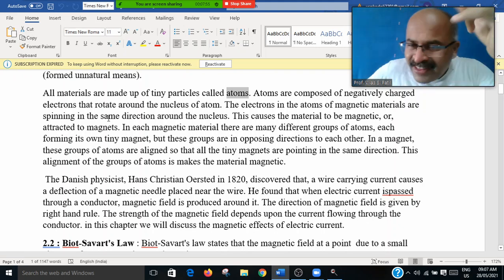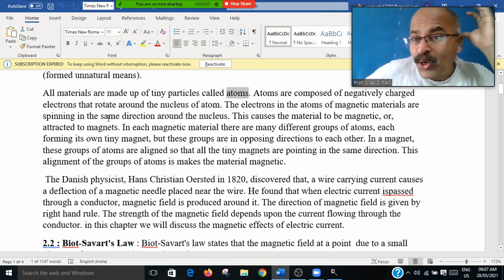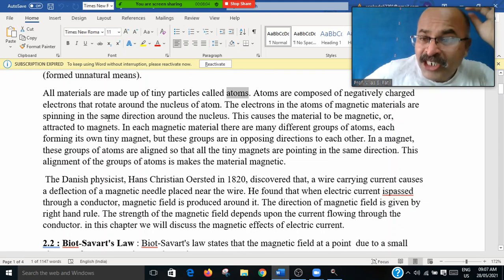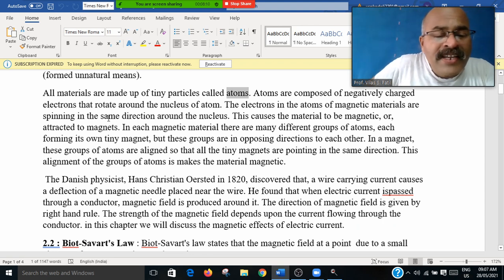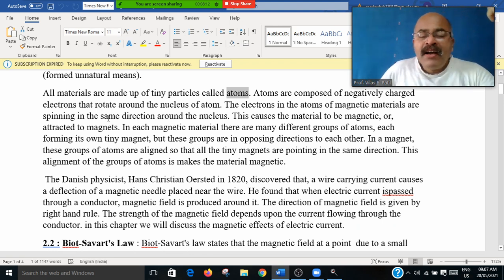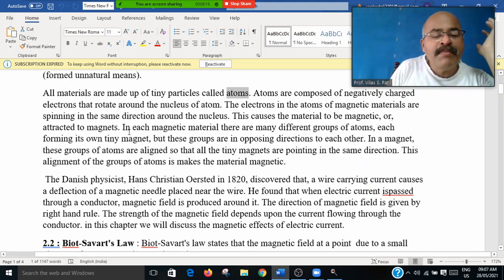What causes it? It is the spinning or the orientation of the electrons rotating around the nucleus according to the electronic configuration. Due to that cause, the magnetic behavior is introduced inside the magnet, and due to this the magnetic properties are exhibited.